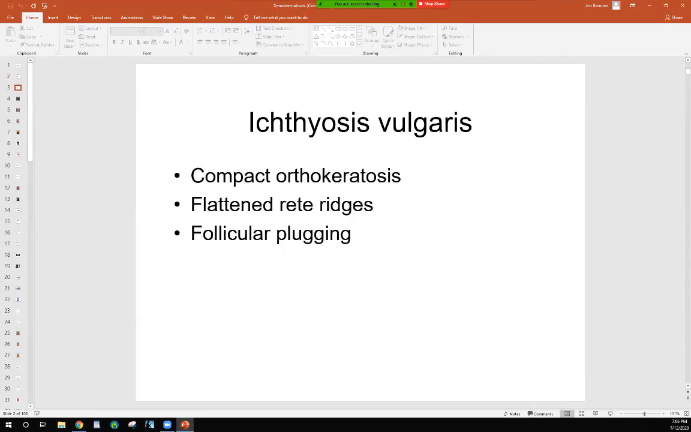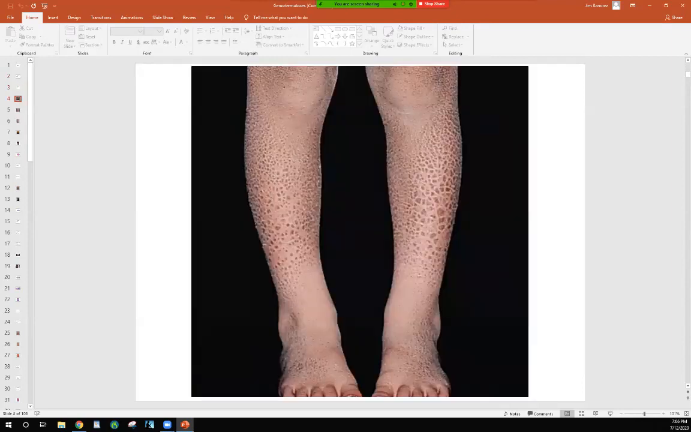So we'll move on. Pathologically, Ichthyosis vulgaris is the one that we can identify with somewhat good confidence, because compared to the other ichthyoses, you have a decreased granular layer, which you don't really see in the other ones, which are more increased. You also get things like compact hyperorthokeratosis, flattened reedy ridges, and follicular plugging.